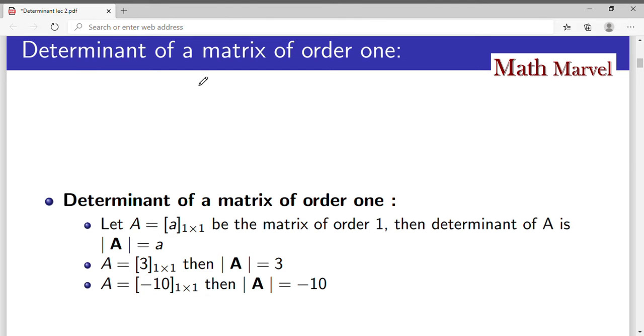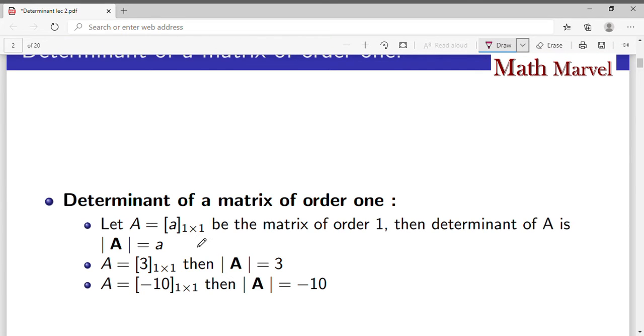First is the determinant of a matrix of order 1. Let A equal to matrix [a], which is a 1 by 1 matrix. Here this matrix contains only one element, meaning it contains only one row and one column. With a matrix of order 1, the determinant of A equals a, where a is the element of the matrix. So if A is a matrix of order 1 by 1, then the determinant of A is nothing but the element of the matrix.